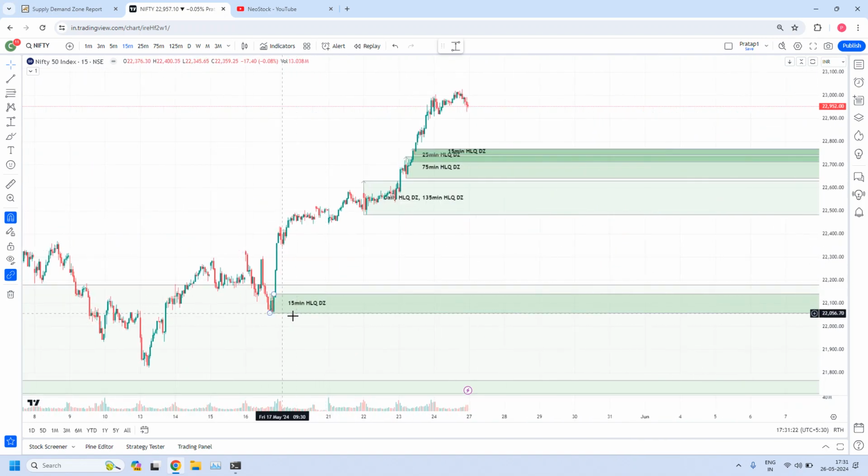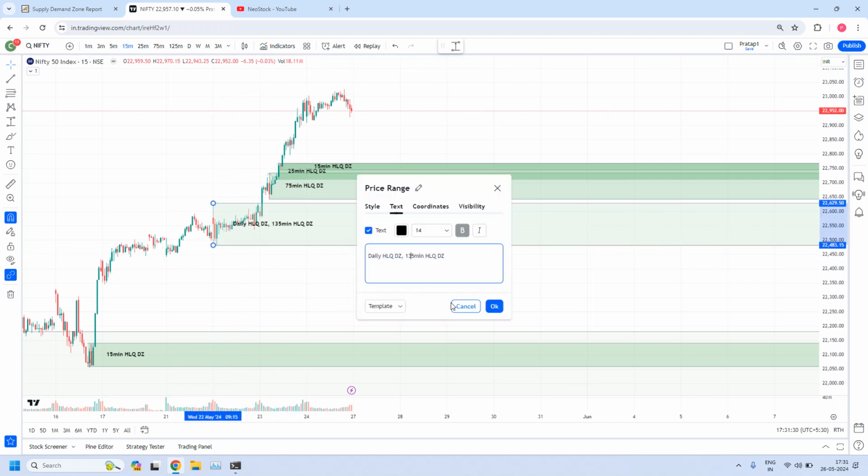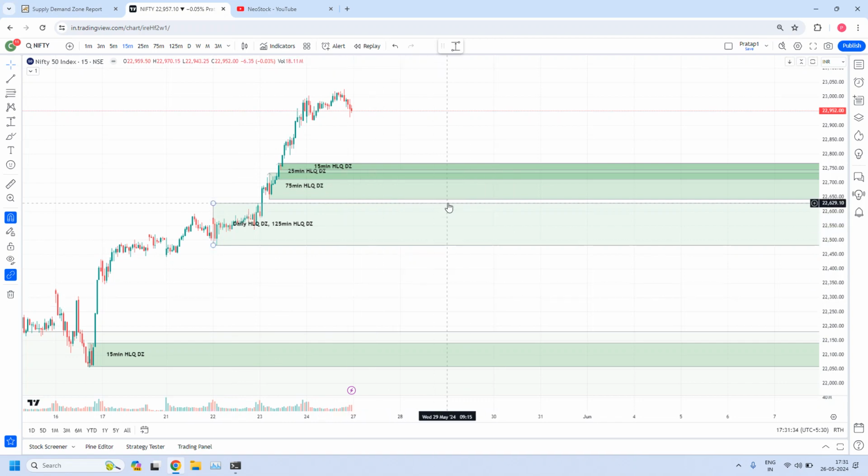If prices have to reach into this 15 minutes high liquidity demand zone, the daily zone has to be violated. Sorry, here is some mistake, 125 minutes. Okay.